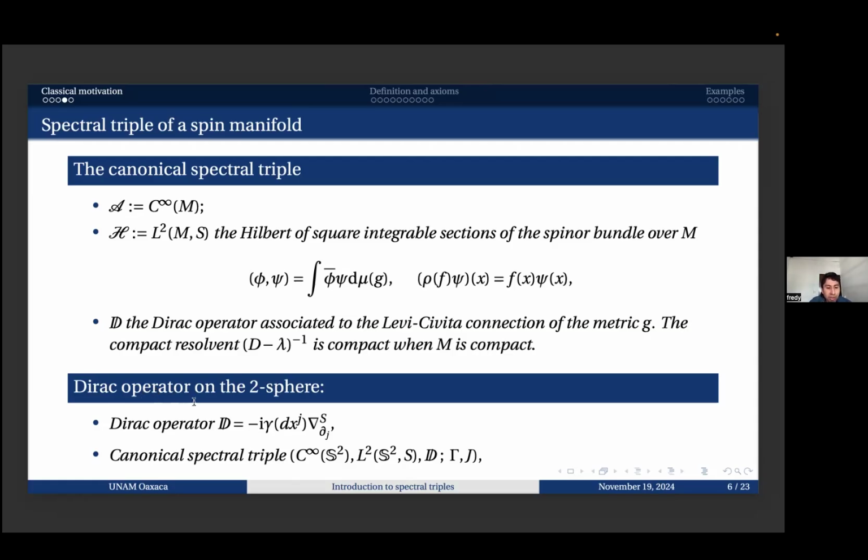Okay, here I have the Dirac operator of the two-sphere, which is given by the Levi-Civita connection and which is defined in this way.